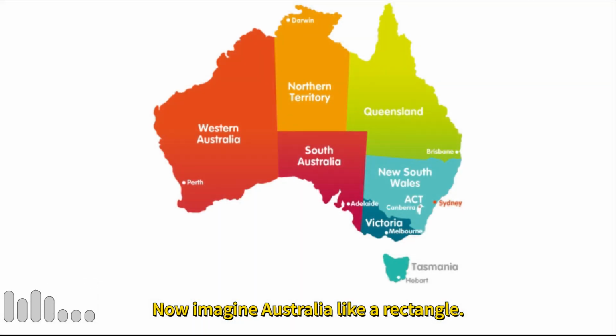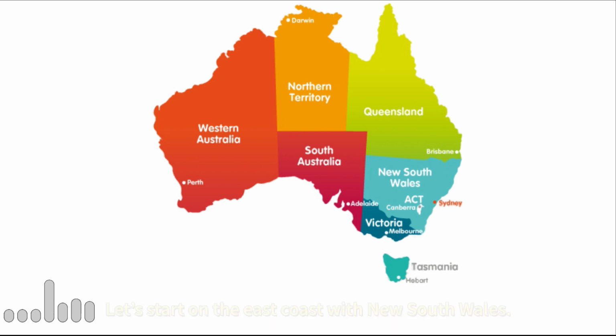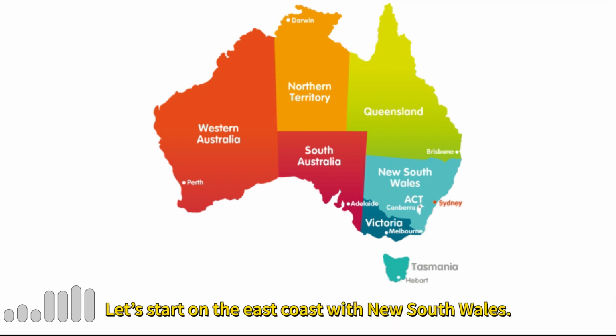Now imagine Australia like a rectangle. East coast on your right, west coast on your left. Bottom is south, top is north. Let's start on the east coast with New South Wales.